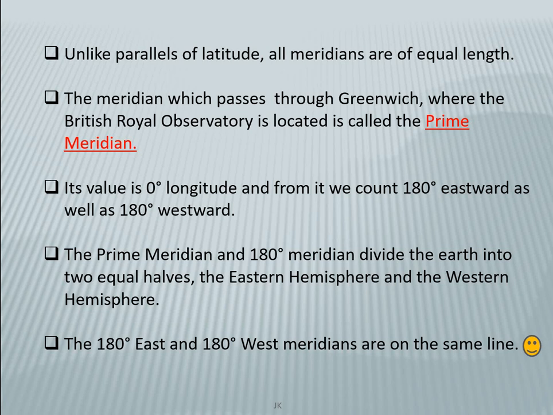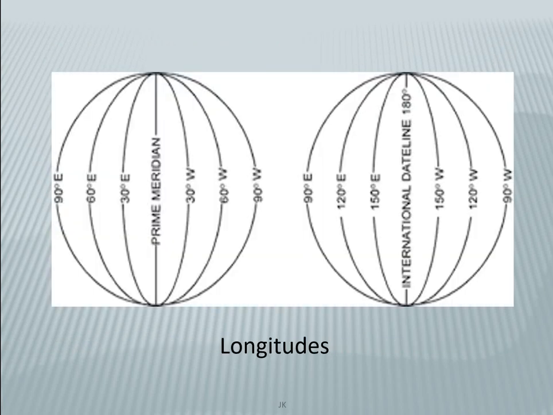Similarly, the prime meridian and 180 degree meridian divide the earth into two equal halves, the eastern hemisphere and western hemisphere. Okay, so here is a fun fact: 180 degree east and 180 degree west meridians are the same line. Okay, because from 0 degree you start measuring eastwards and you end up at 180 degree, and similarly you start from west and you end up at 180 degree. So it is a single line where the 180 degree east and 180 degree west meridians meet.